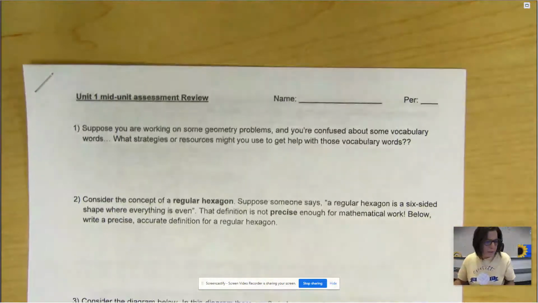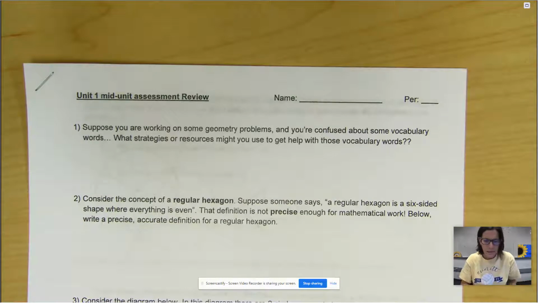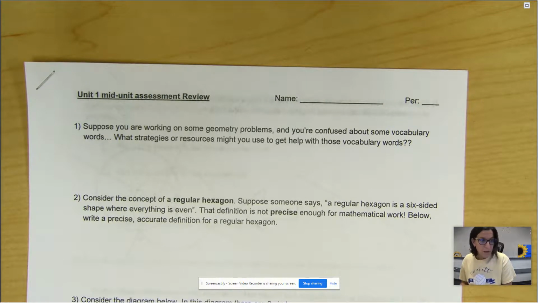So let's get going. The key was around the room. There's also a PDF version of the key in your Canvas, most teachers put it in Canvas. But if not, this can help you understand some things that were maybe a little confusing.